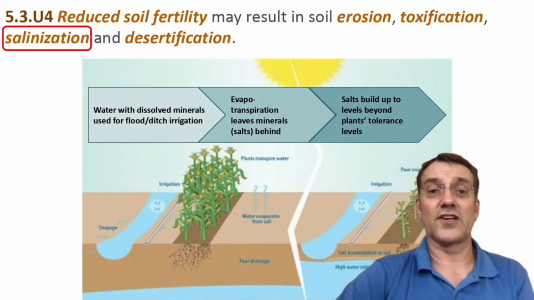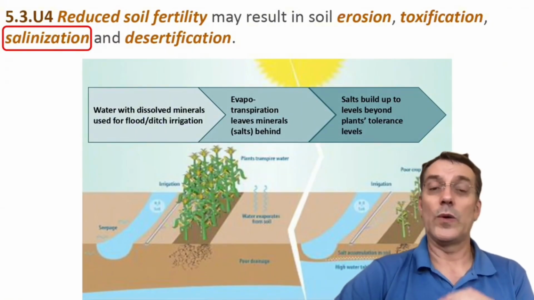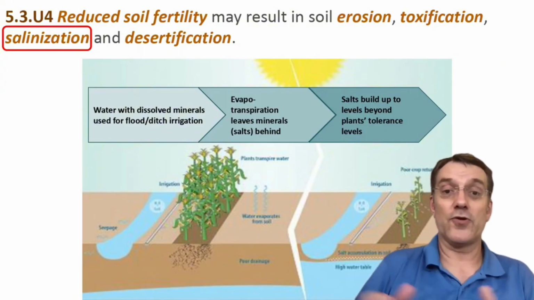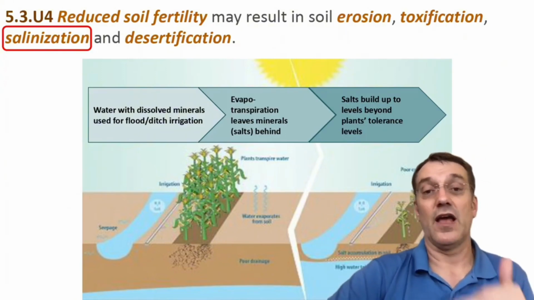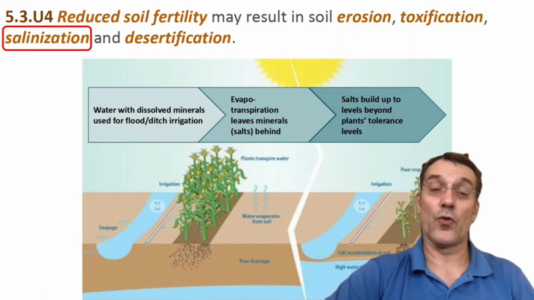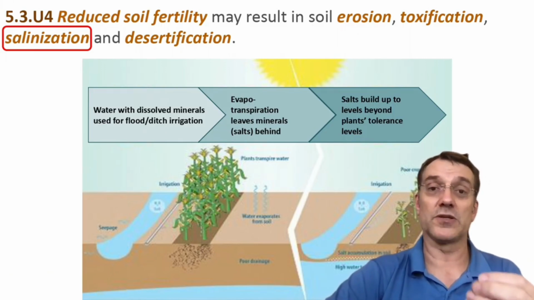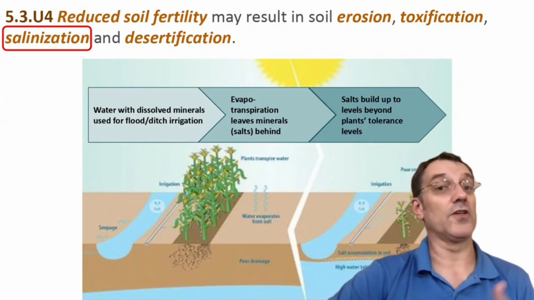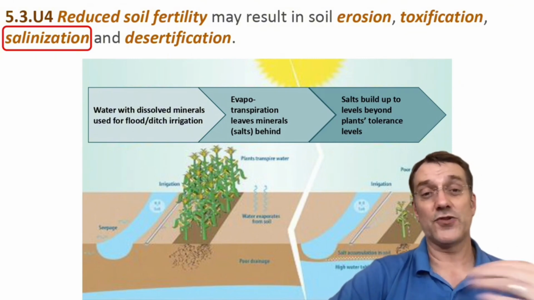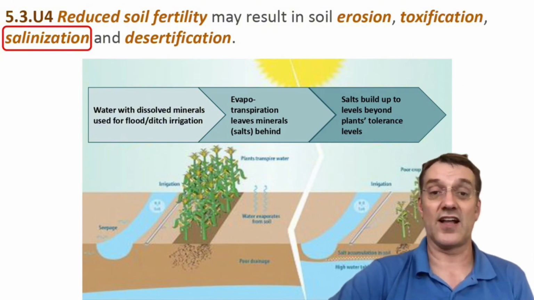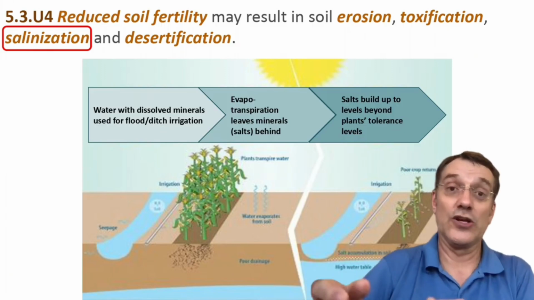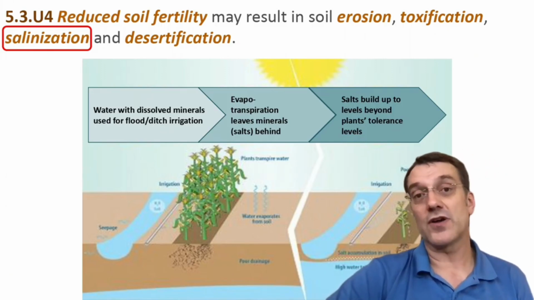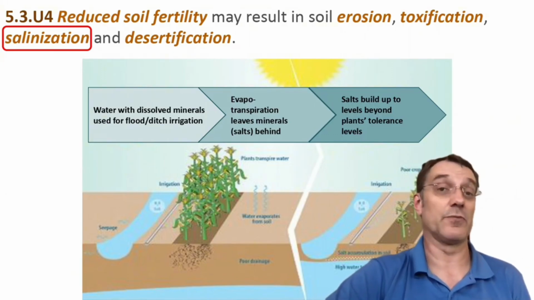Let's take a look at the process of salinization a little more closely. When we use flood or ditch irrigation with mineral-rich water, evapotranspiration leaves these minerals behind. As the water evaporates off the surface of the soil, the water goes away and all those minerals that were in the water are left behind. That's what we call salt. Over time, the salts build up and they eventually reach levels that exceed what plants can tolerate. And that makes the soil increasingly hostile to plant growth. This represents one of the 4 major consequences of reduced soil fertility that we discussed earlier.